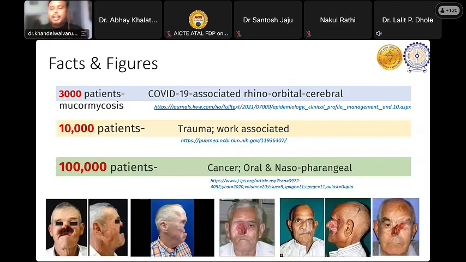Now, there are many patients suffering from such maxillofacial defects. In the recent COVID-19 infection, most of the patients lost their eyes or maxilla, and these are complex in nature, like the maxilla with the eye or nose. Multiple facial structures were involved, and the figure was more than 3,000 patients just from COVID-19. Also, per year, more than 10,000 patients lose their facial structure because of trauma, maybe work-related or accidental, and more than a lakh lose their facial structure because of cancer or resective cancer surgery. This number is very high, especially in India, where oral cancer is very prevalent.